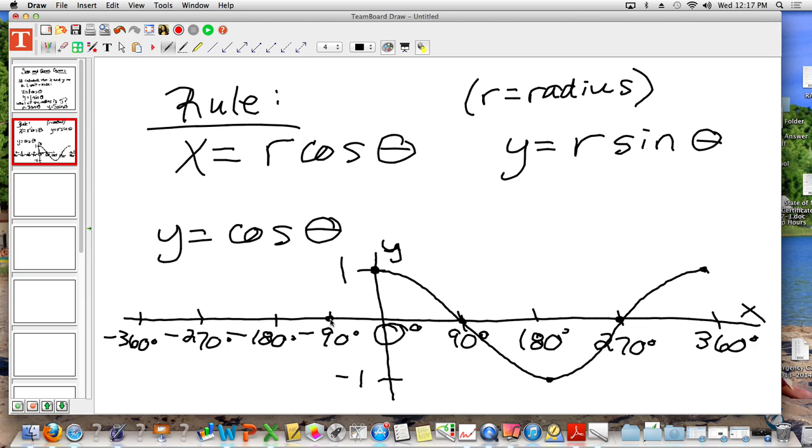What is the x value at -180? Should be -1. The x value at -270 is 0, and then the x value at -360 is a +1. So connect your points, and this is your cosine curve.